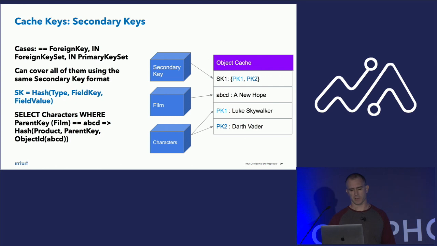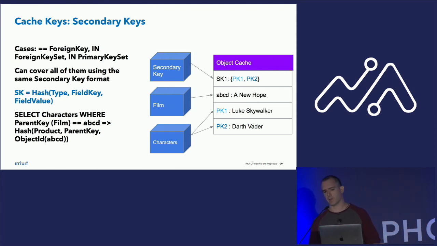So the secondary key is computed as a hash of the type of the thing you're looking at, in this case character, the actual field name, in this case parent key, and then the field value, which in this case would be A, B, C, D for A New Hope or something like that, right? So this gives the semantics of that. Ignoring that part, how does this actually end up looking inside of the cache?